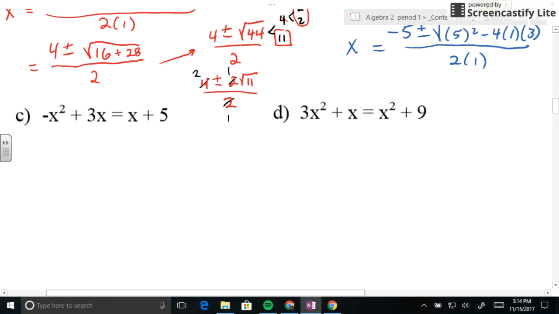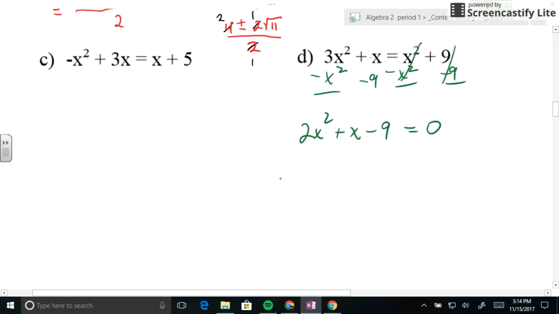So if we look at example D, the first thing we have to do is get the x squared and the 9 on the other side. So I'm going to subtract x squared. I'm going to subtract 9. The x squared and the 9 will cancel out on the right. 3x squared minus x squared is 2x squared. X is positive, minus 9. I can't combine them, so I just put x minus 9. And that equals 0.